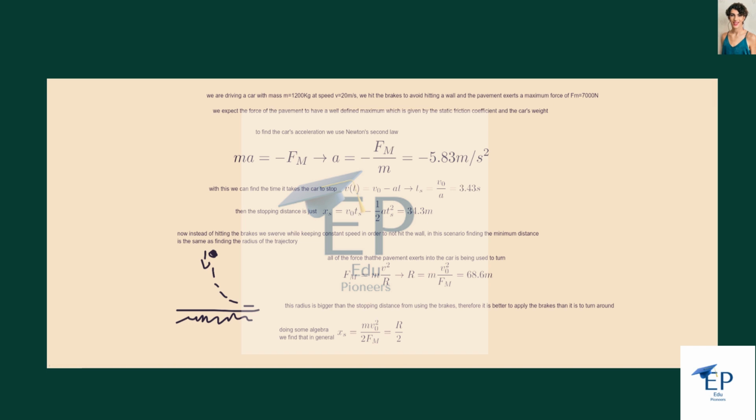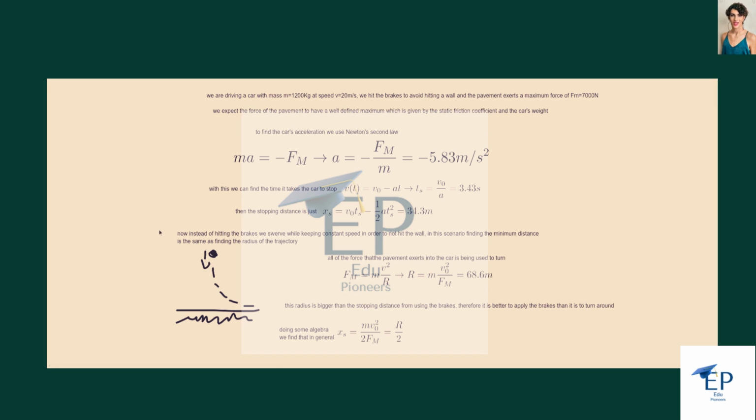Then we ask, what is the distance? For the stopping distance, which we call x_s, we plug in the stopping time into the usual formula for distance as a function of time for one-dimensional kinematics once again. It comes out to be 34.3 meters. So this is the minimum distance at which you have to start applying the brakes in order to stop before hitting the wall.